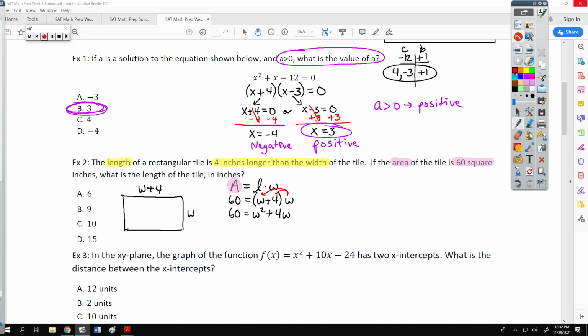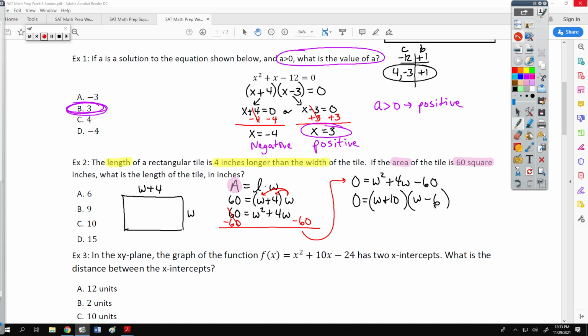And then we need to move the 60 to the other side of the equation because we can't solve a quadratic equation by factoring unless it is equal to 0. So that gives us 0 equals W squared plus 4W minus 60. Which means we are looking for two numbers that multiply to negative 60 and add to positive 4. They need to multiply to C and add to B. Well, that would be W plus 10 and W minus 6.